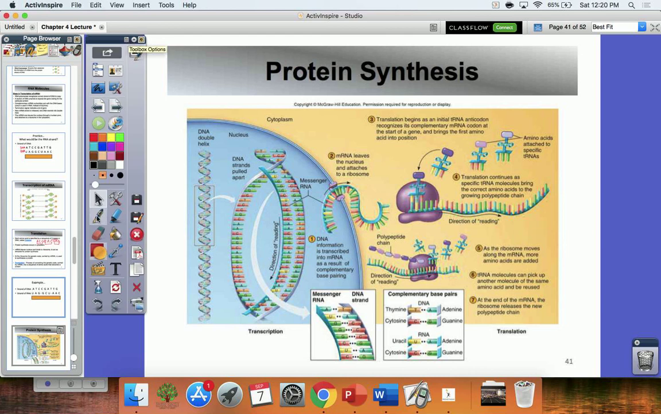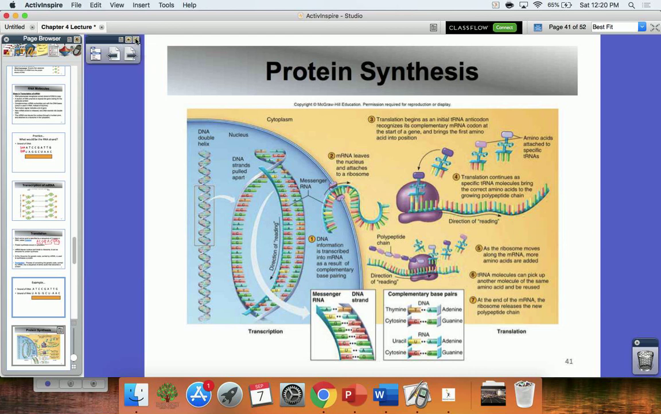And this picture here shows the different steps. So we start here with transcription inside the nucleus, and we have the DNA strand that's here, it's unwinding, and we have our mRNA strand that's being formed here. This mRNA strand, after it has gotten the message, this is transcription, is then going to leave the nucleus through a nuclear pore and into the cytoplasm.